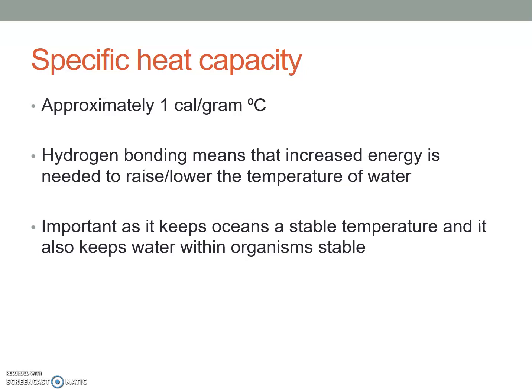All right, specific heat. The specific heat of water is pretty high. This means that it takes a lot of energy to raise the temperature of water or to lower the temperature of water. And the reason for this is because it takes energy to break the hydrogen bonds. This is important because it keeps bodies of water at a stable temperature and therefore allows Earth to maintain a stable temperature because the oceans maintain a stable temperature.